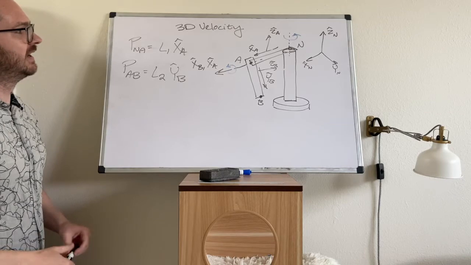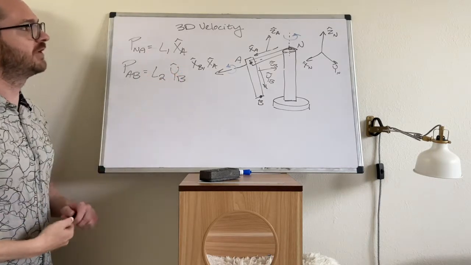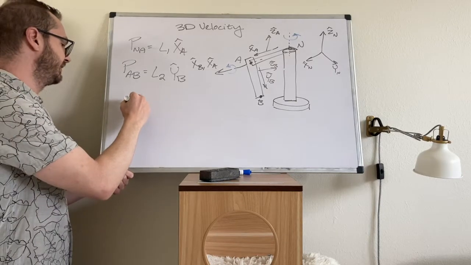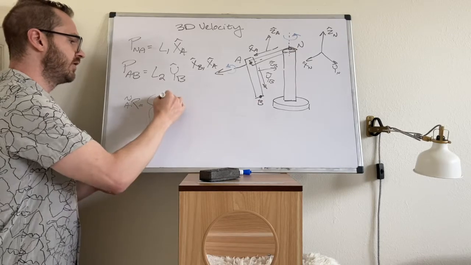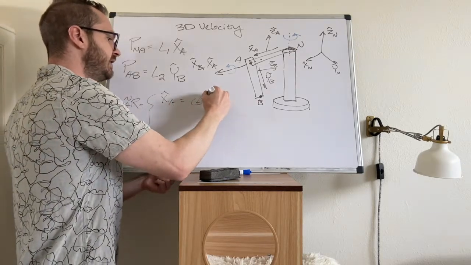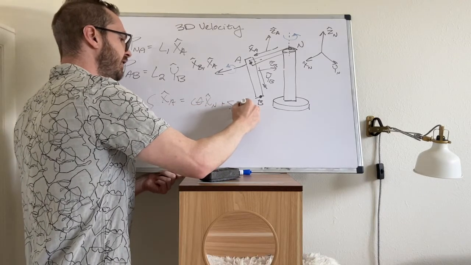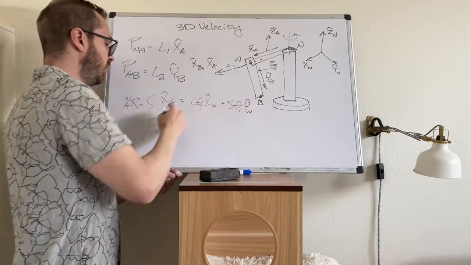Okay. How do we define orientations? Well, simple rotation on A, so we've done this many times now. We know that xA is cosine theta xN plus sine theta, this is theta 1, yN.